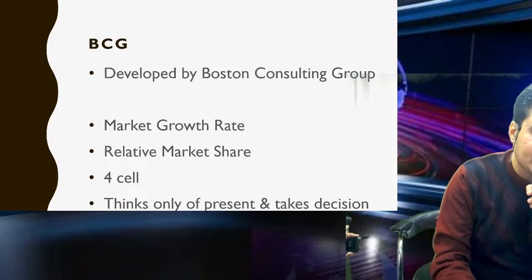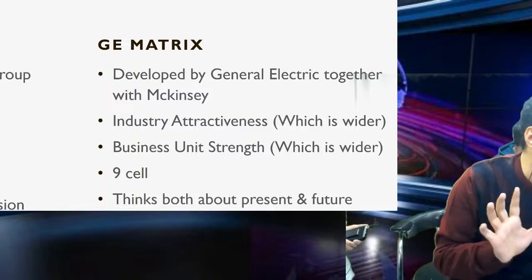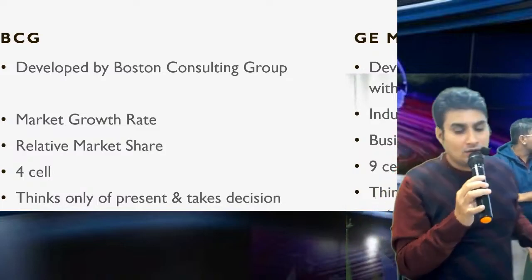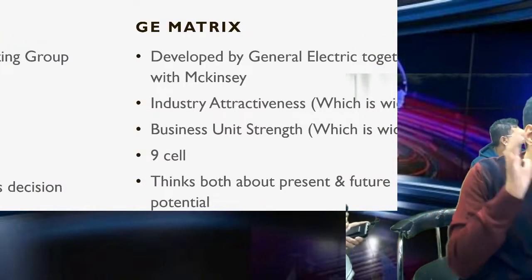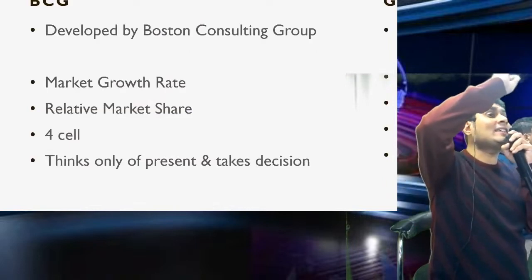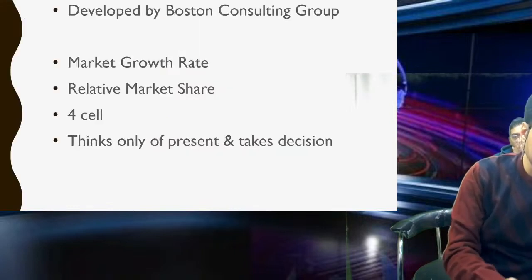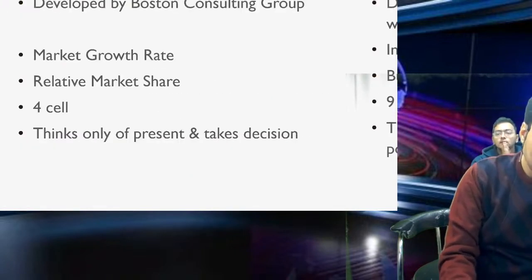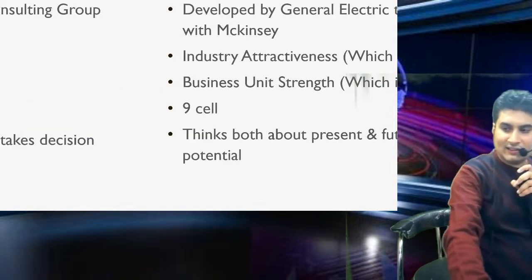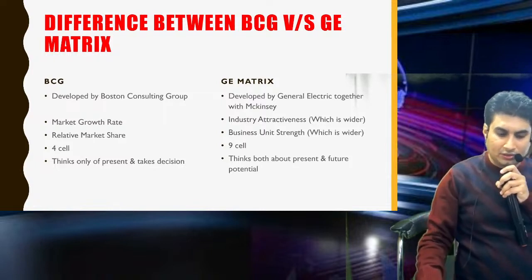We will read this also. The difference: BCG is developed by Boston Consulting Group and GE is developed by General Electric along with McKinsey. In BCG, what do we consider? Market growth rate. Here, what do we consider? Industry attractiveness, which is wider. In BCG, relative market share; here, business unit strength. This is a 4-box matrix, this is 9. BCG thinks only about the present, this thinks about both present and future. We'll write this later. Don't read this from the book, I have done an exact copy paste. No need to read them.